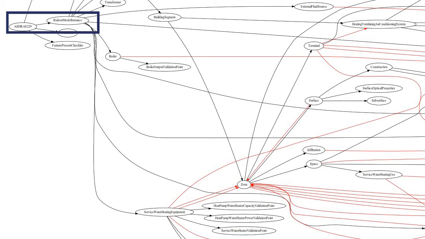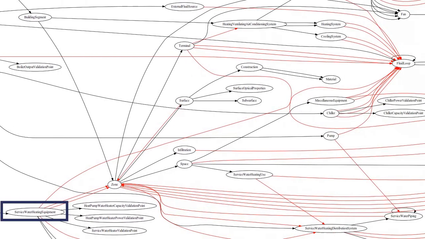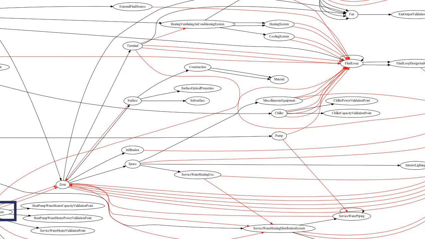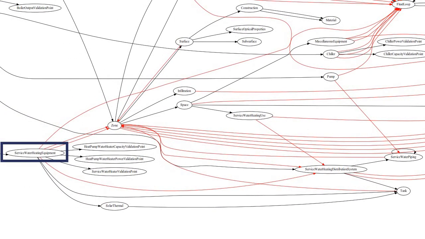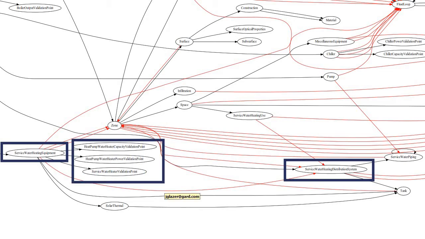And that's connected directly to the service water heating equipment data group. And it's harder to see, but also to the service water heating distribution system data group. Now, the service water heating equipment data group references these validation points, and we'll get to those later. And the service water distribution system data group references service water piping, which interestingly enough can also reference itself, service water piping.